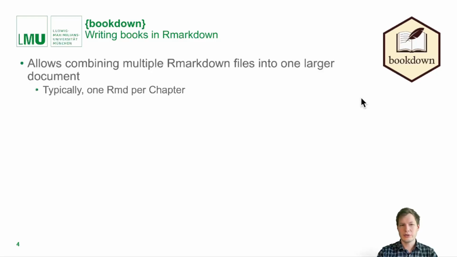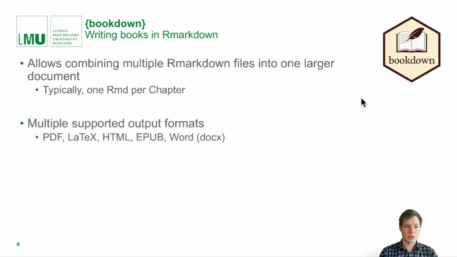And what it does under the hood is that it allows you to combine multiple Rmarkdown files into one larger document. And what you typically do is have one Rmarkdown per chapter. For example, for my master's thesis as well, I in the end relied on Bookdown, which was a lot of pages. So you can split up maybe your introduction, methods, results, and conclusion into separate files so they don't become so huge. And then you just run this one Bookdown command in the end to create one huge PDF.